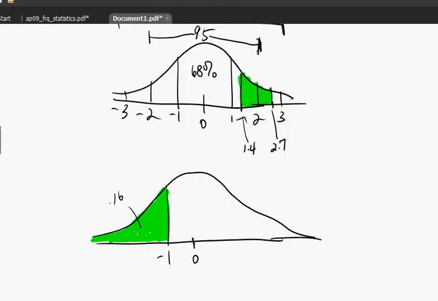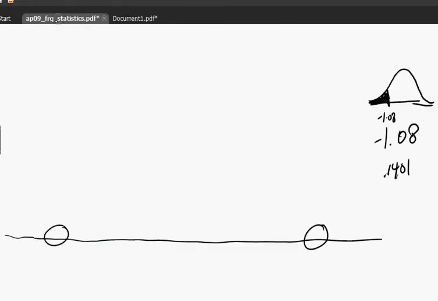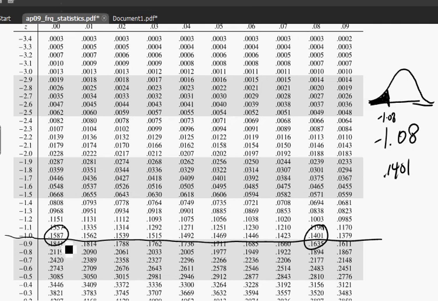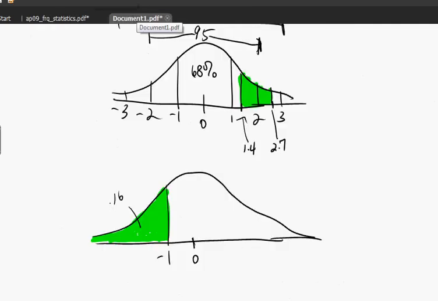So we estimated it from that 68, 95, 99.7 rule that should be negative 1. But when I look it up on the table, I get 0.1587. Okay? So it's pretty close to 0.16. That 68 rule was kind of approximate.